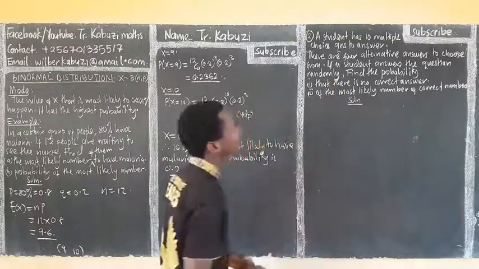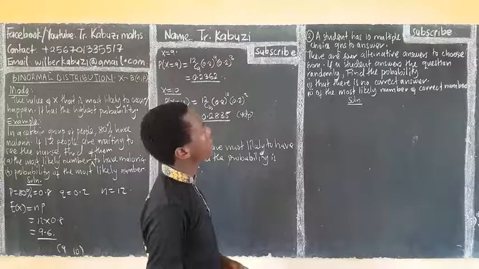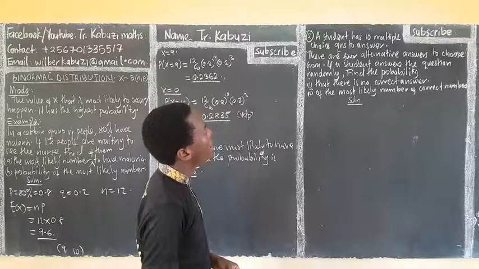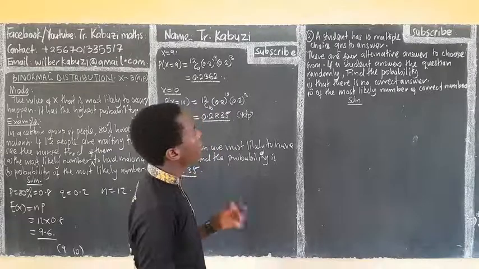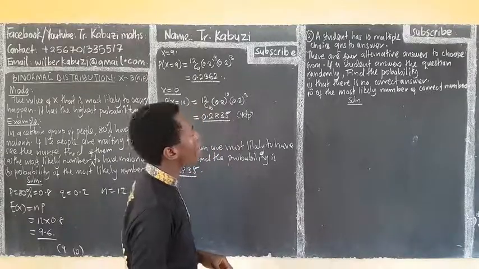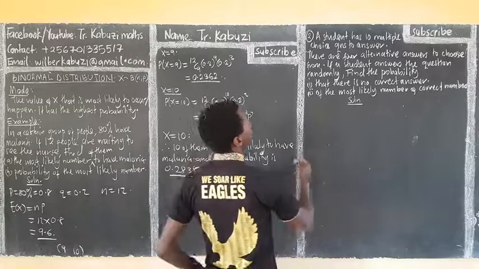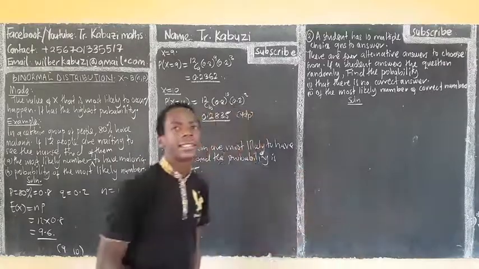A student has 10 multiple choice questions to answer. There are 4 alternative answers to choose from. If the student answers each question randomly, find the probability that there is no correct answer. So here, our probability of success is when you get it right.